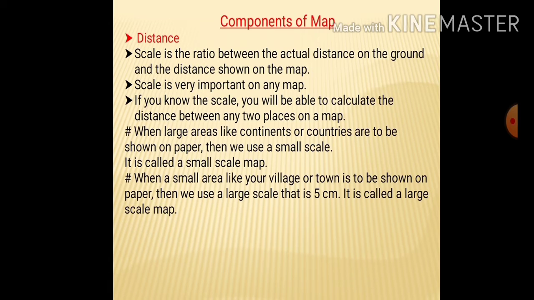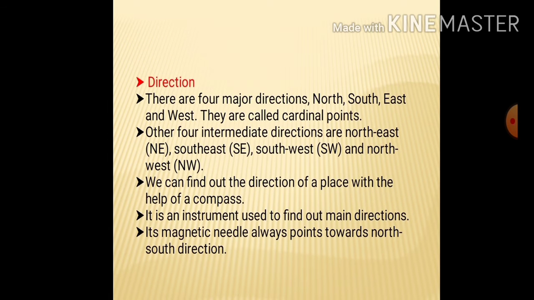That is called a large scale map. The second most important component of a map is direction. There are four major directions: north, south, east and west. They are called cardinal points or cardinal directions. The other four intermediate directions are northeast, southeast, southwest and northwest.